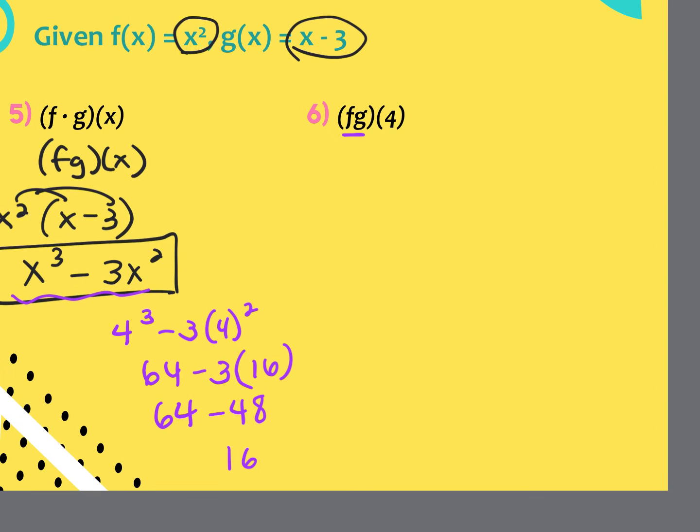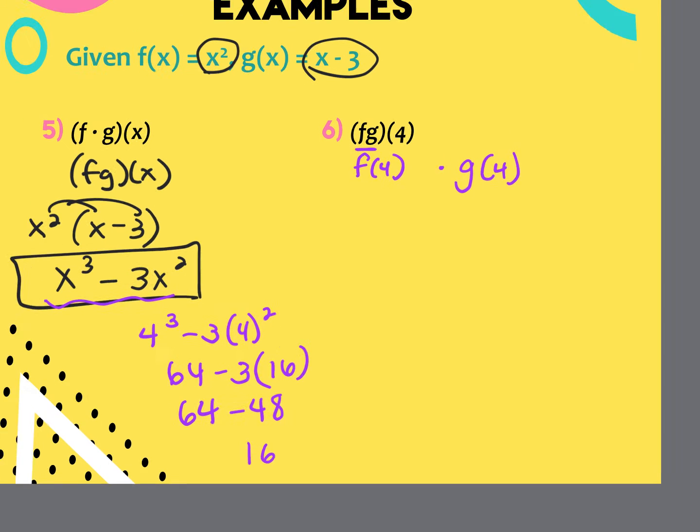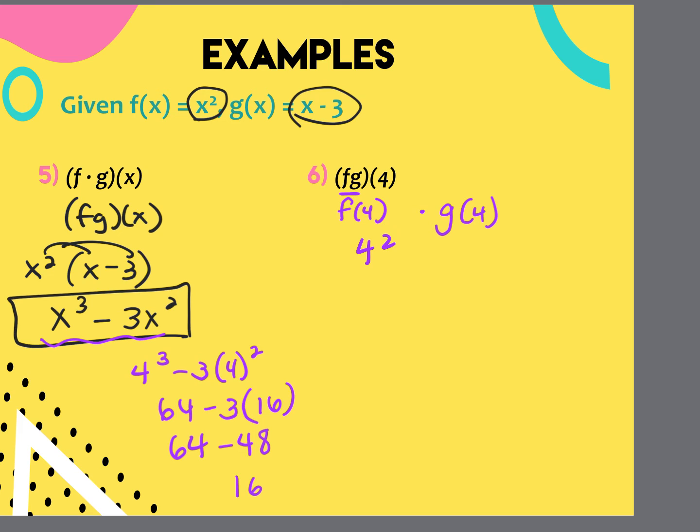Or I could do f of 4, figure out what that is, and multiply it times g of 4. So f of 4 would be 4 squared, which is 16. G of 4 would be 4 minus 3, which is 1. 16 times 1 is 16. So same answer either way.